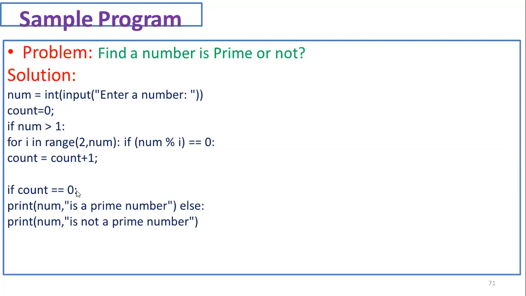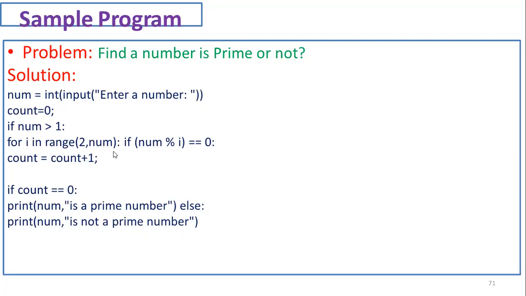If count equals 0, see, here if count remains 0, what will it do? Print num is a prime number. If it is divisible only by itself and it is displaying with 0, it is a prime number. Else, this is the second part: print num is not a prime number. What is a prime number? One which is divisible by itself is called a prime number.